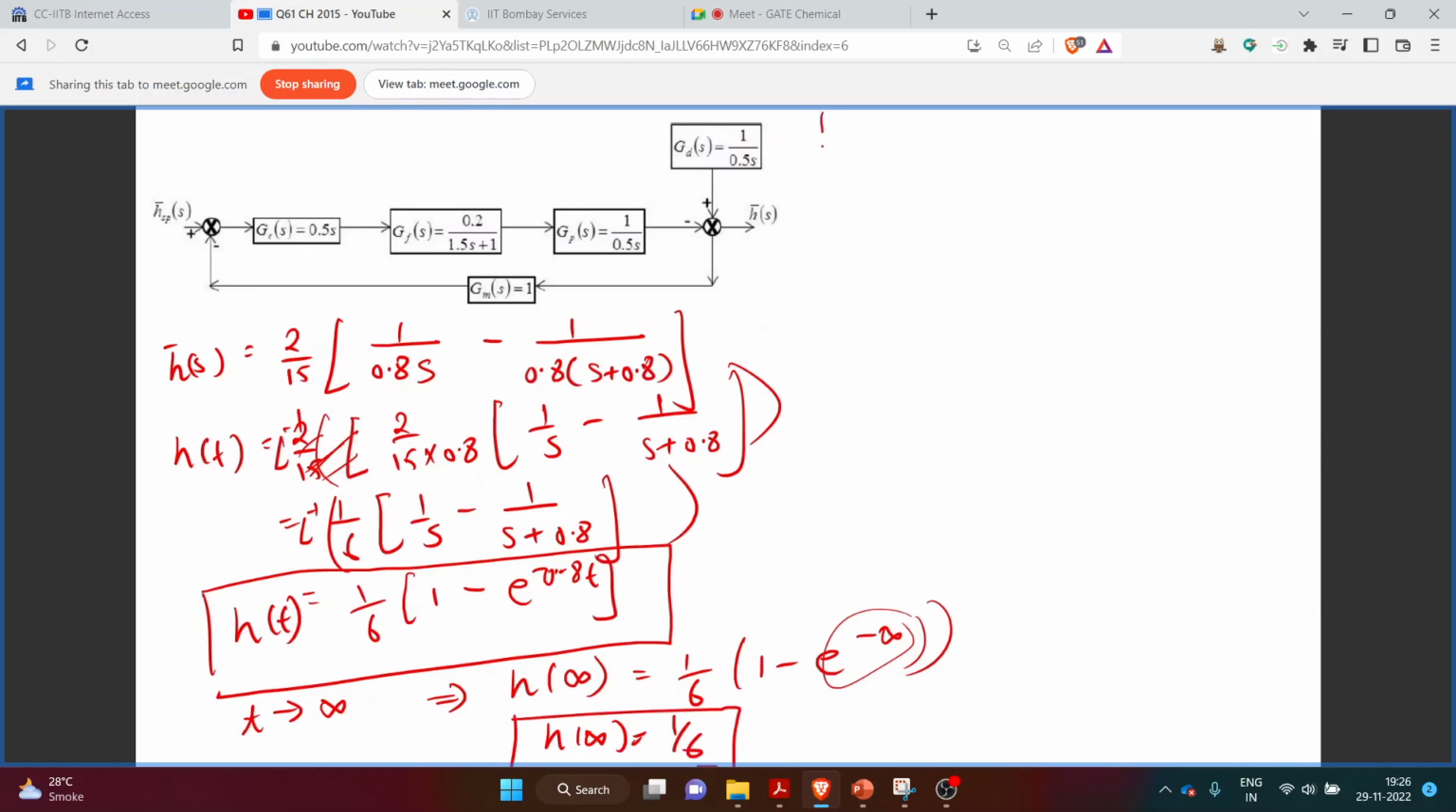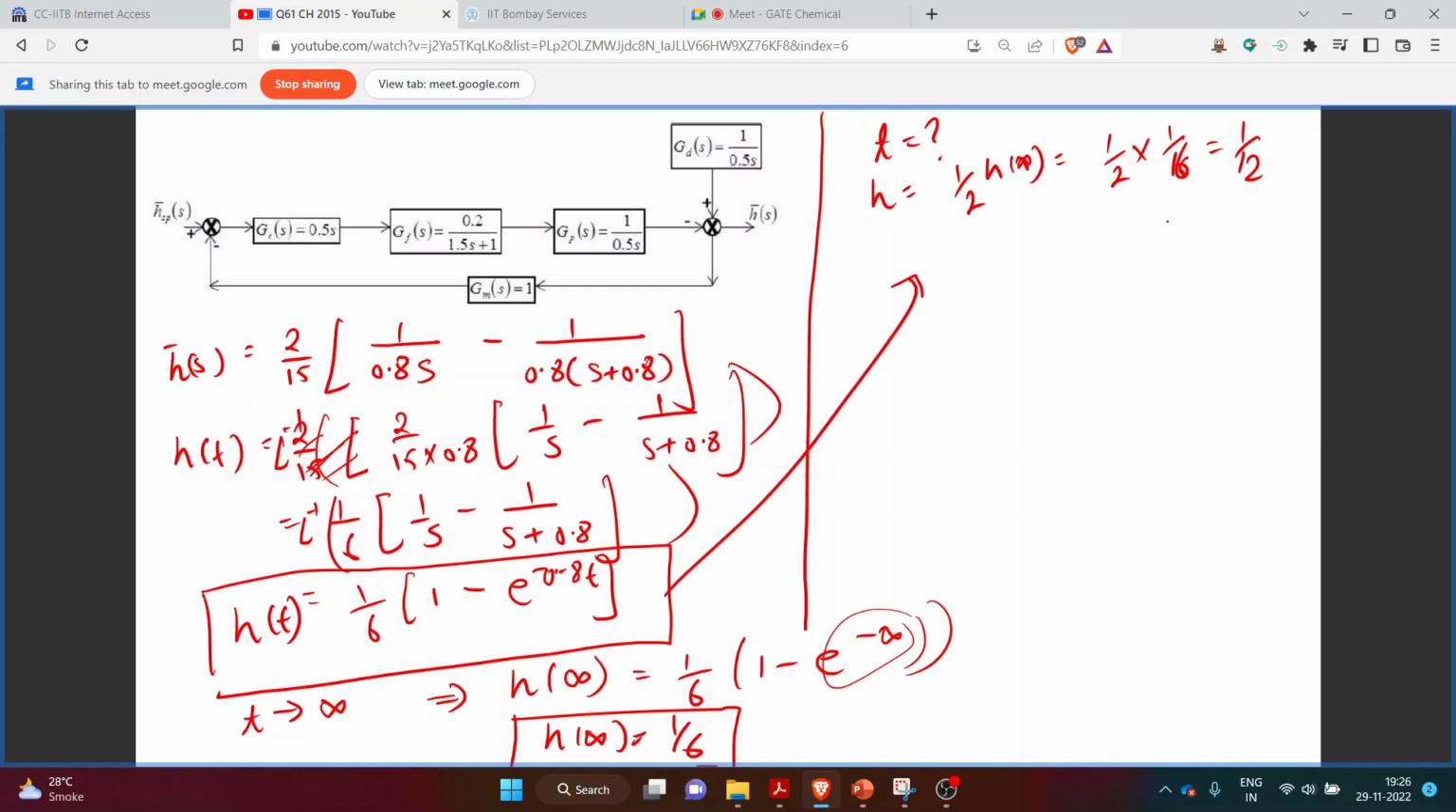Now in the given question we have to find the time at which h is half or 50% of the ultimate value. So it will become half of 1 by 6, that is 1 upon 12. So you have to find the time at which the value of height, or h, is 1 by 12. In this equation we can simply put h equal to 1 by 12 and equate it to find the value of time, that is 1 minus e raised to minus 0.8t.